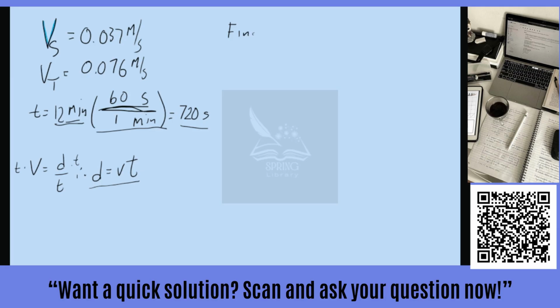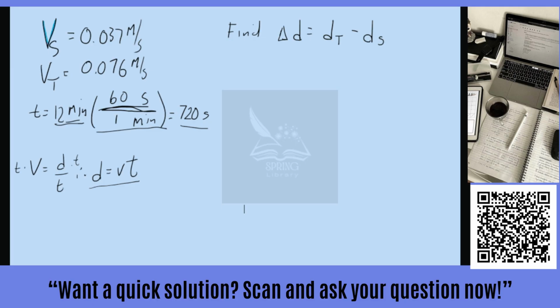We're looking to find the difference in the position. And so here, that is going to be equal to the fastest one, which is the tortoise. So that's going to be equal to d_t minus the distance that the sloth has covered. So the distance that the tortoise has covered minus the distance that the sloth has covered will be equal to the difference in the distance that they travel.